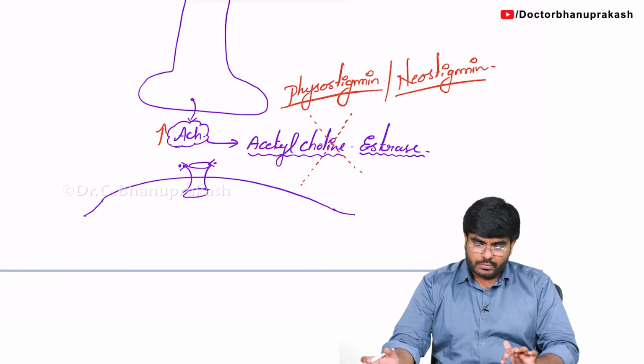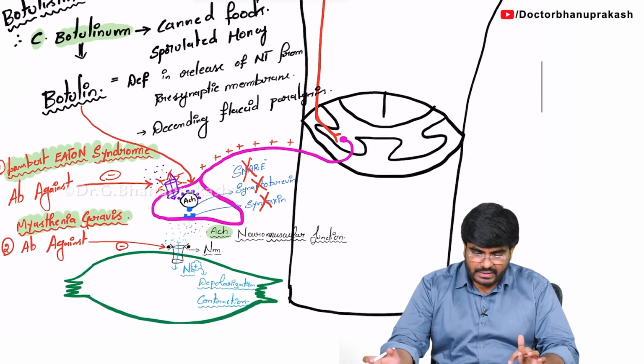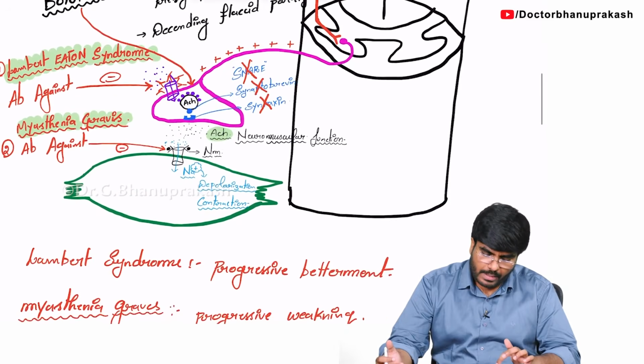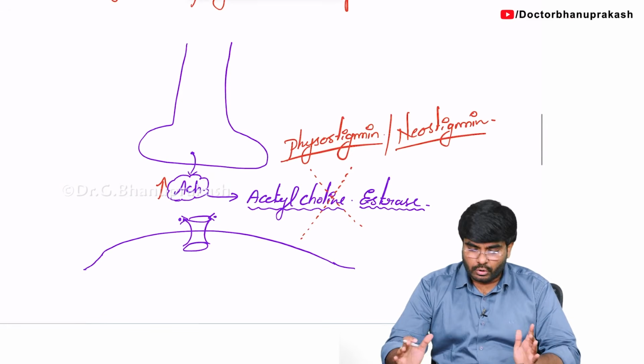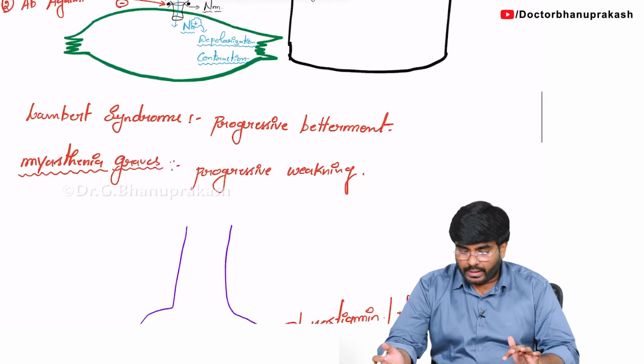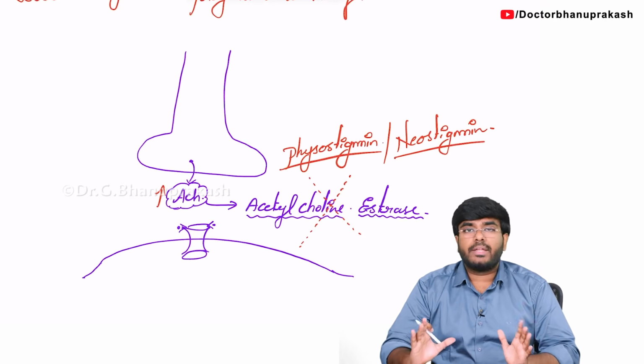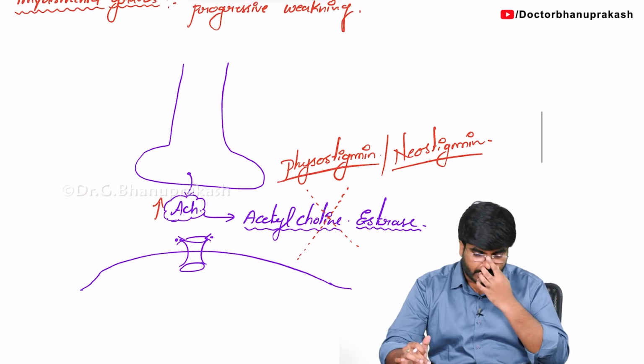Now, with this, what have we completed? We have completed three important conditions: botulism, Lambert-Eaton syndrome, and myasthenia gravis. We have also discussed the clinical and pharmacological integration of physostigmine and neostigmine, and how they are helpful in the treatment of myasthenia gravis.